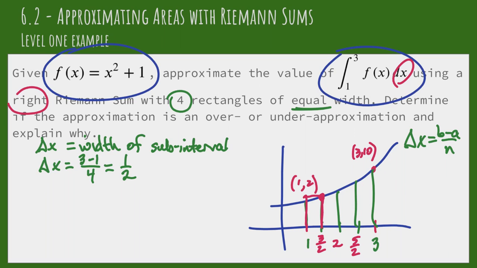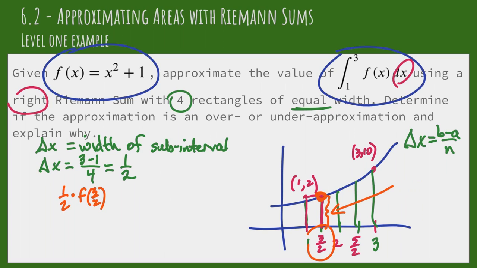So the height here, I'm going to change color. I know I have a lot going on here, but this height right there is going to be f of 3/2. So we're plugging the 3/2 into f of x to get the y-coordinate of that point, and that's the height of that rectangle. So to find the area of the first rectangle, we do the width of the rectangle, which is 1/2, times the height of the rectangle, which is f of 3/2.